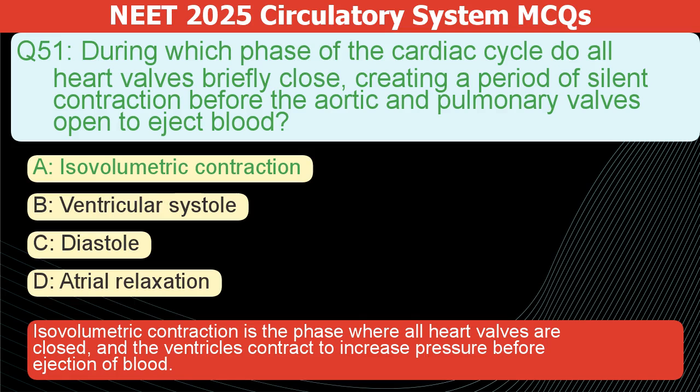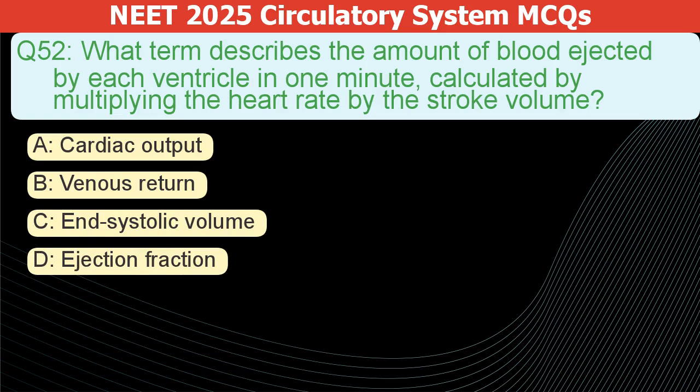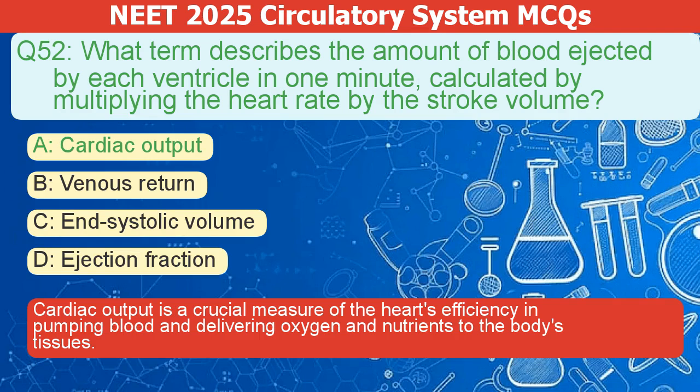What term describes the amount of blood ejected by each ventricle in 1 minute, calculated by multiplying the heart rate by the stroke volume? A. Cardiac output. B. Venous return. C. End systolic volume. D. Ejection fraction. The correct answer is A. Cardiac output is a crucial measure of the heart's efficiency in pumping blood and delivering oxygen and nutrients to the body's tissues.